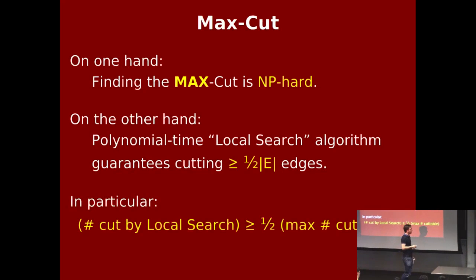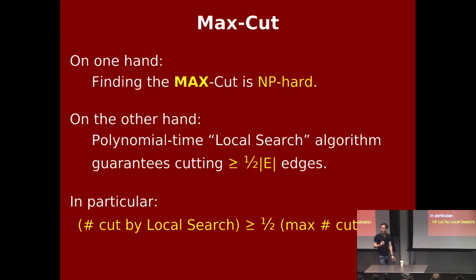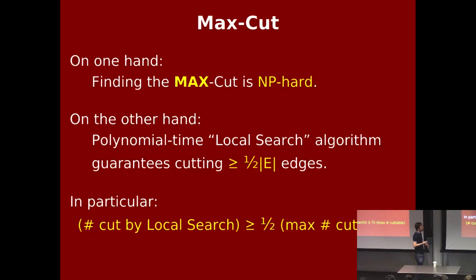And in particular, the number of edges cut by local search is at least half of all the edges. Certainly that's at least half of the number of edges cut by the best solution. The best solution, you can't always achieve it, but it's never going to be more than all of the edges. So this guaranteed that the solution we got here was always at least half of the best solution. Unlike Vertex-Cover, this is a maximization problem where we're happier the bigger the answer is.